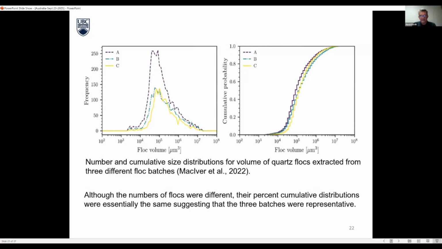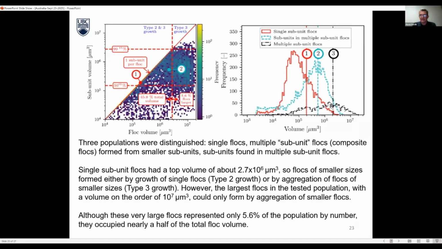These are the distributions again from the CT scanner, size distributions, cumulative. Different samples show slight variations in the frequency, but the cumulative curves were the same. That told us that the samples were quite reproducible of the entire population that was used in these experiments. And then we started playing with the data.